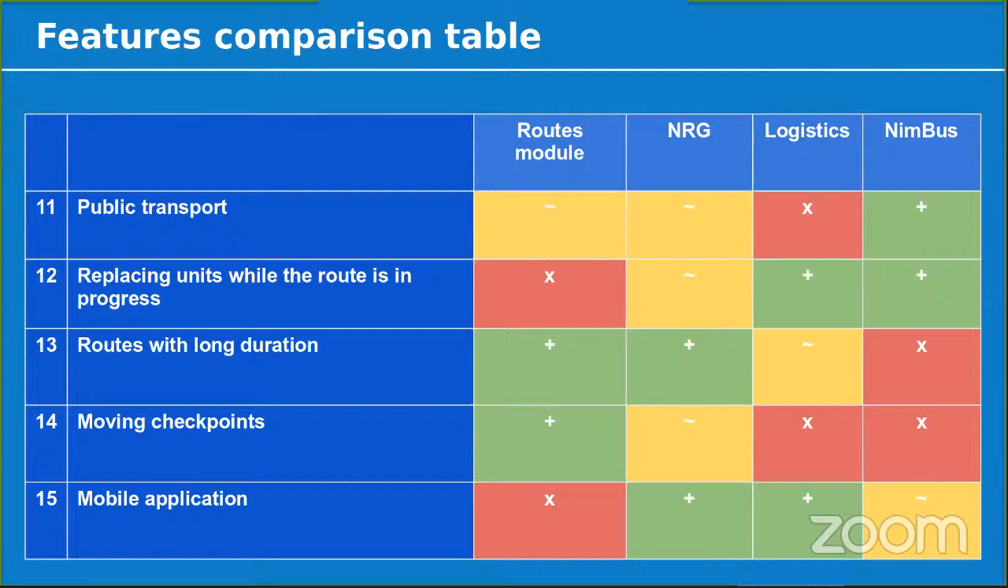The next criterion is replacing units while the route is in progress. If the round started in the routes module, then nothing can be changed until you want to start a new one. And that's the only way: just delete the previous round and create a new one. That's why it is red.